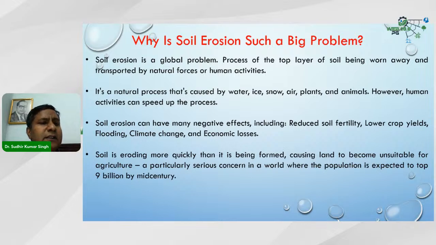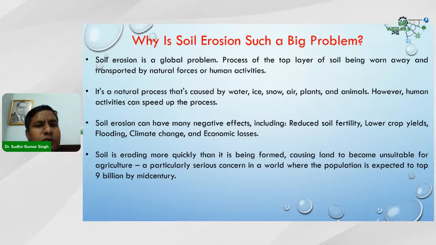Soil erosion is a global problem, as I had discussed. It also aggravates climate change. It is going to disturb the CO2 cycle, which basically has a sink and source kind of cyclic pattern. It is the process of the top layer of soil being worn away or transported by natural forces or human activities. Natural processes are water, ice, snow, air, plants, and animals.